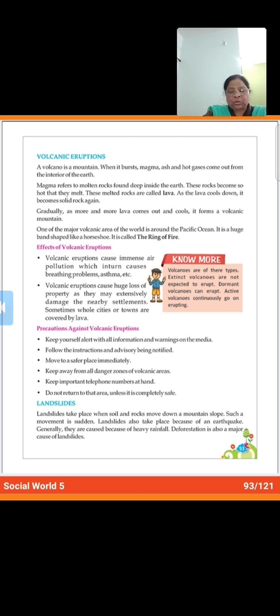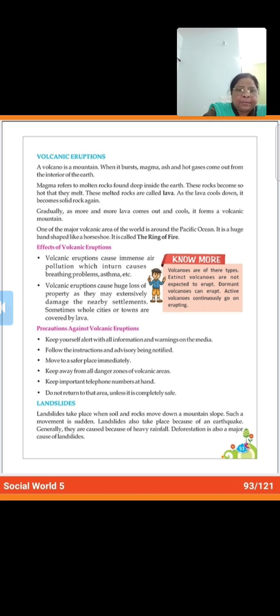Then precautions to be taken. What precautions should be taken? Keep yourself alert with information and warnings on the media. Follow the instructions and advisory being notified. Move to a safer place immediately. Keep away from all danger zones of volcanic areas. Keep important telephone numbers at hand. Do not return to that area unless it is completely safe.